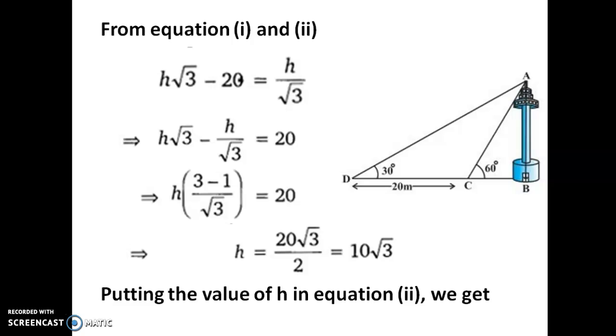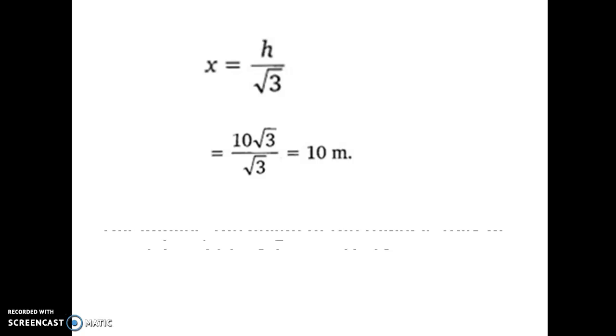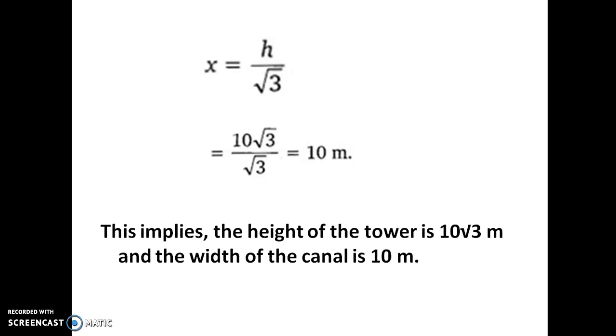So this H value you substitute in any of the equations. I am substituting in the second equation. So I am getting 10 root 3 by root 3. So root 3 can be cancelled. So I will have 10 meter. So this implies the height of the tower is 10 root 3, that is H, and the width of the canal is 10 meter, that is the X value.